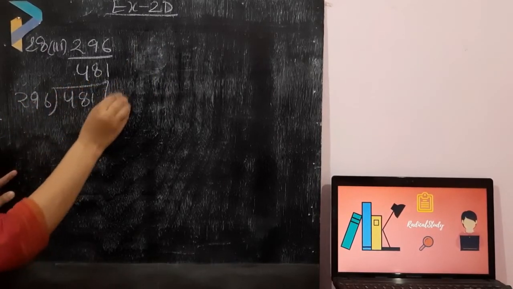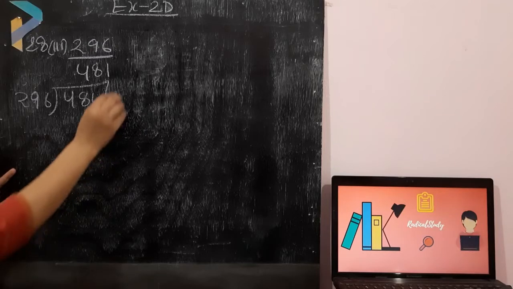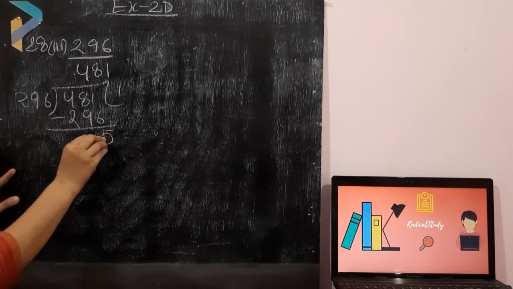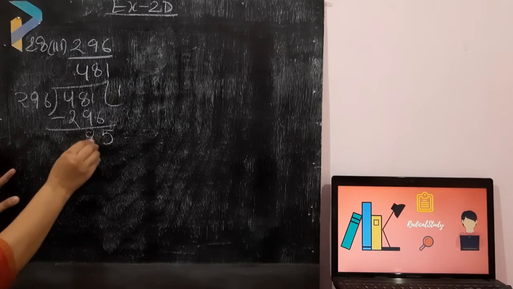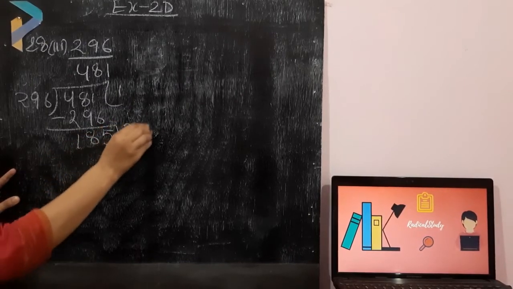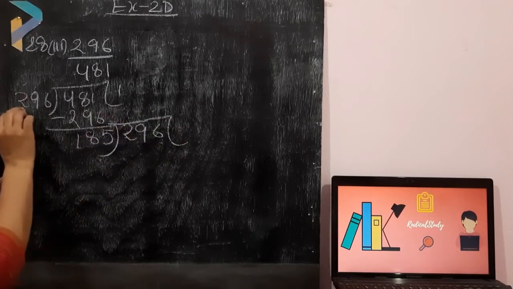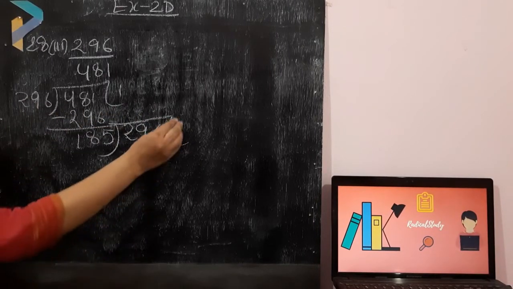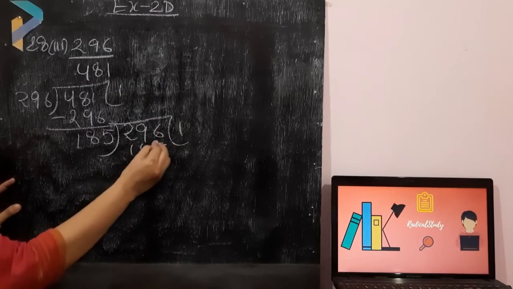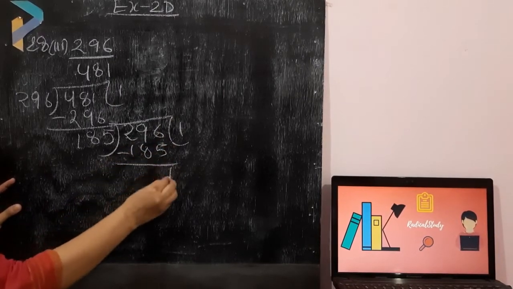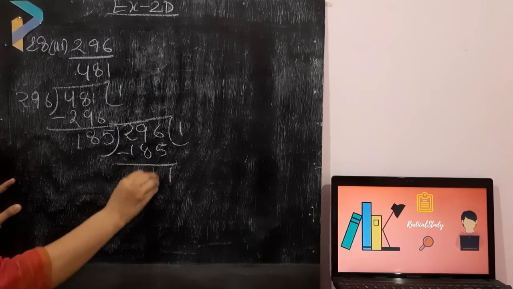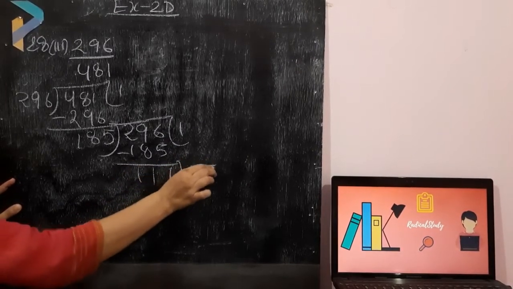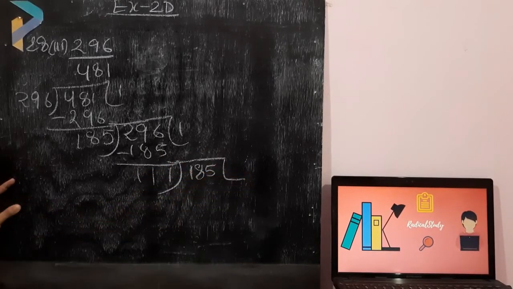Okay students, now 296 ones are 296. We have got 185 over here. Now this is going to become the divisor, and this divisor is going to become the dividend. Now 185 ones are 185. What will be the remainder? Remainder will be 111.